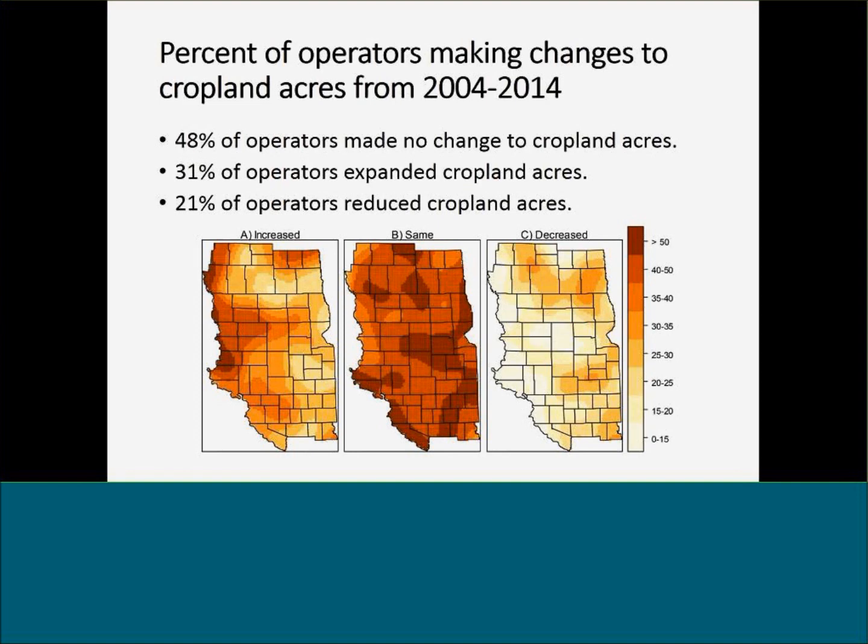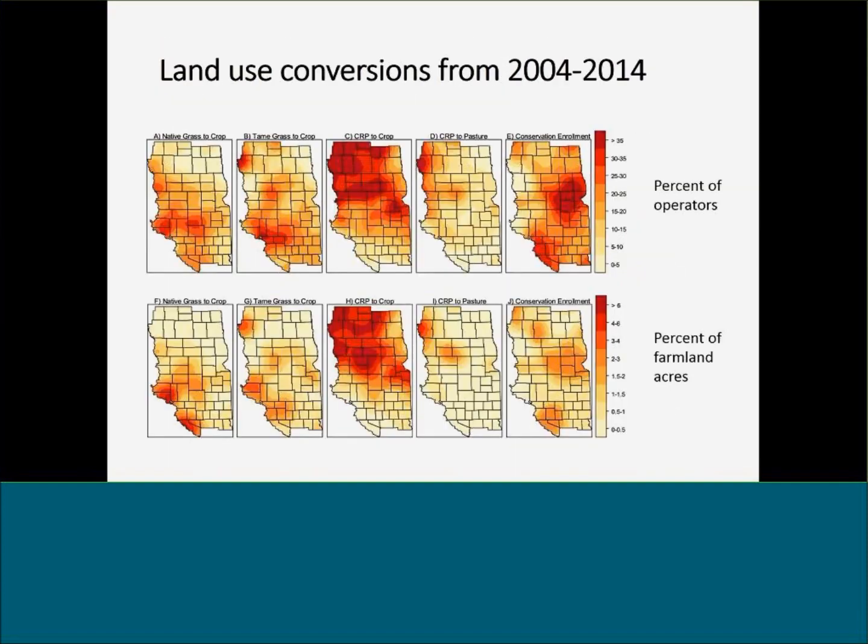change. So here we're looking at the percentage of operators who made changes to their cropland acres from 2004 to 2014. About half of the operators reported not making any changes to their total amount of cropland acres. 31% reported expanding cropland acres, and 21% reported reducing cropland acres. So the percentage of operators expanding their cropland is a little bit higher than those reducing cropland, and tending to be a little bit more concentrated here in the western part of the study area.